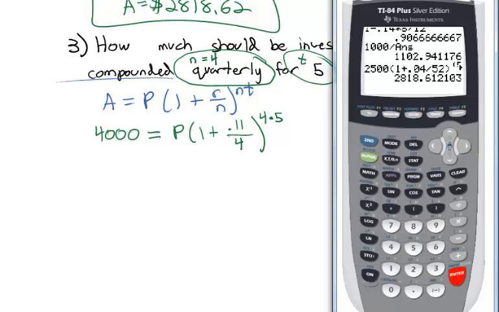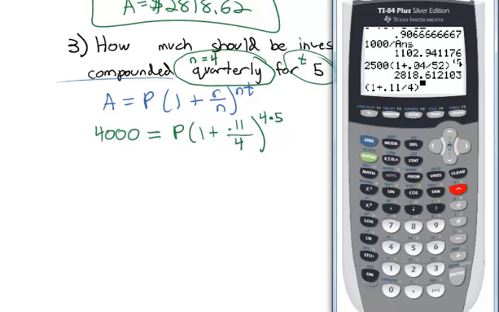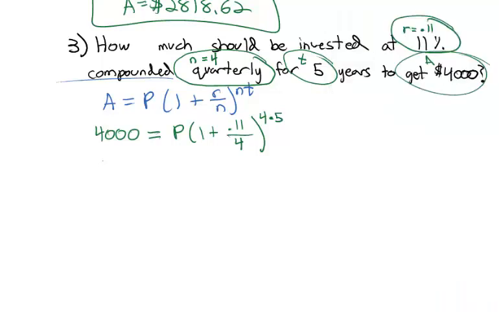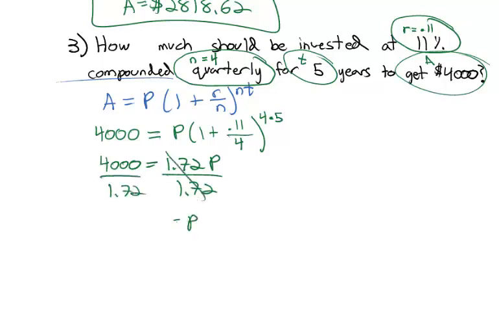So we can put that in our calculator. Let's just do the parentheses part. We'll open up a parentheses, 1 plus 0.11 divided by 4, close the parentheses. The caret moves us into the exponent, and putting the exponent in parentheses, 4 times 5, and closing that. That part is equal to 1.72. 4,000 is equal to 1.72 times the principal. So we just need to divide by that 1.72 to find out what our principal equals.